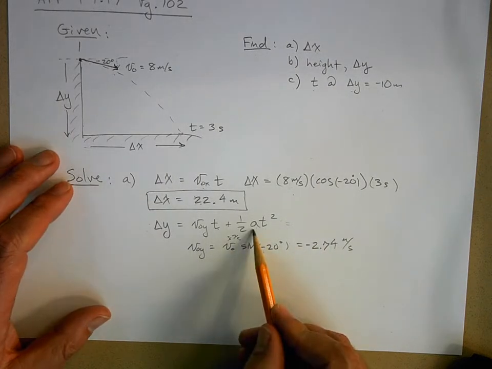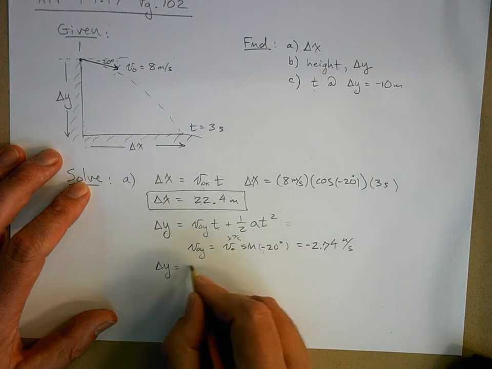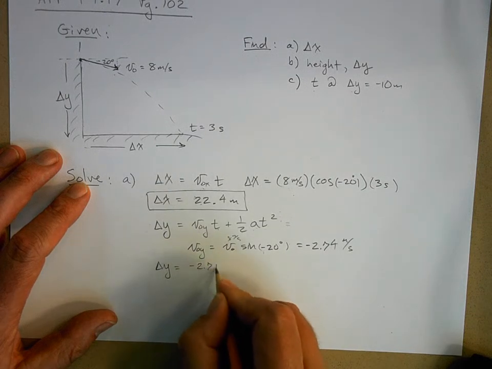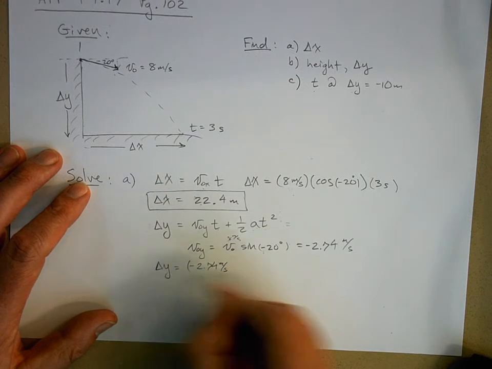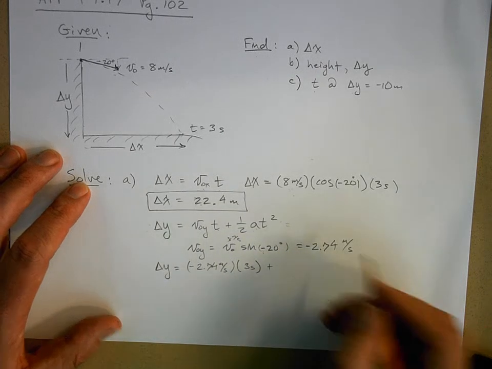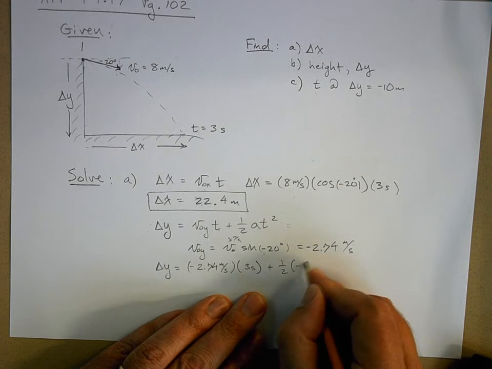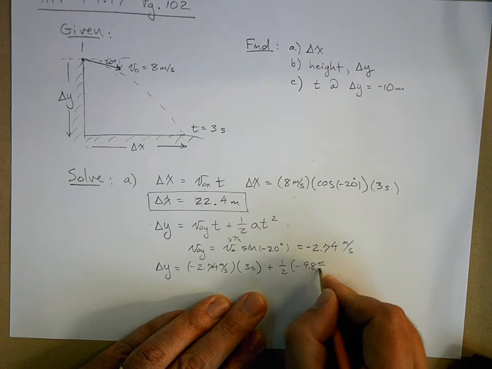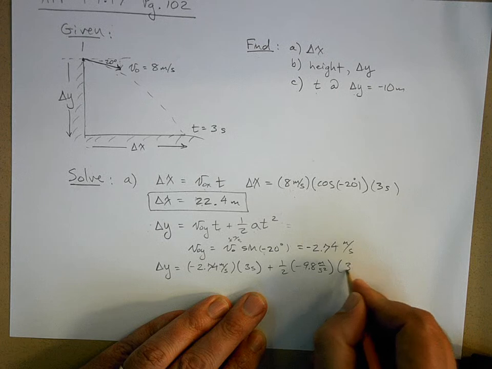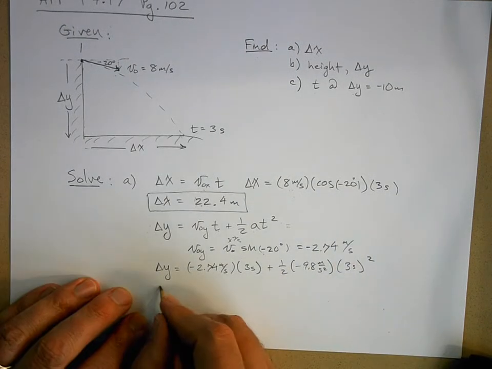And we know what the acceleration is. So I think we're just ready for delta y. Now delta y is equal to negative 2.74 meters per second times 3 seconds plus 1/2 negative 9.8 meters per second squared times 3 seconds squared. And when you do all this arithmetic, what do you get for delta y?